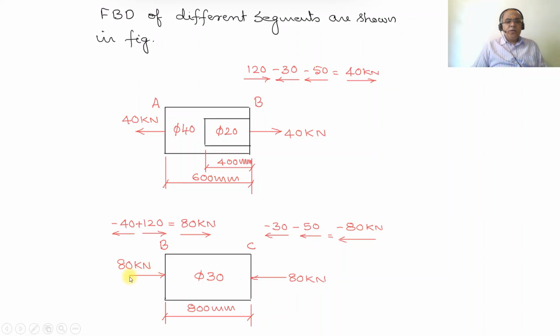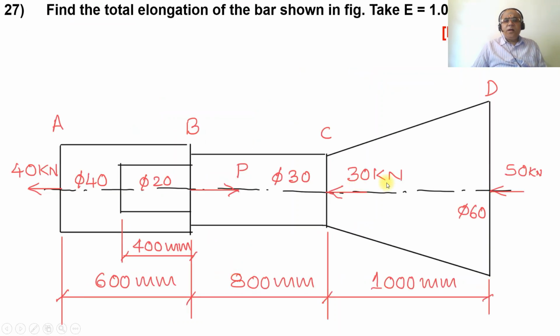So that is the reason why we are getting the 80 kilonewton which is acting towards the right side on the left hand side of BC. Now when you are considering the force on the point C, there are two forces acting on the right hand side. One is 30 kilonewton which is acting toward the left side. Again 50 kilonewton is acting toward the left side.